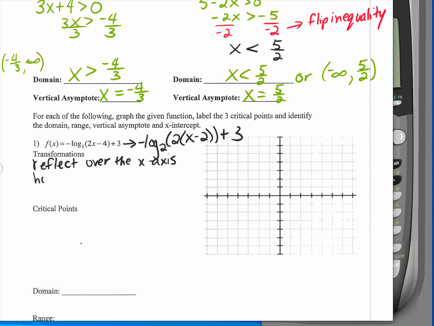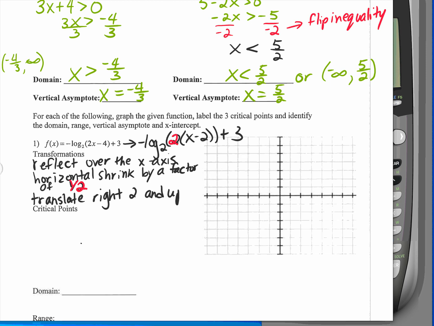We have a horizontal shrink by a factor of 1/2. Remember, horizontal stuff, that's coming from the 2 here. You always want to flip that over. So sometimes that actually just makes it look like it's getting taller, but it technically is a horizontal shrink. And then we have a translate right 2 and up 3.